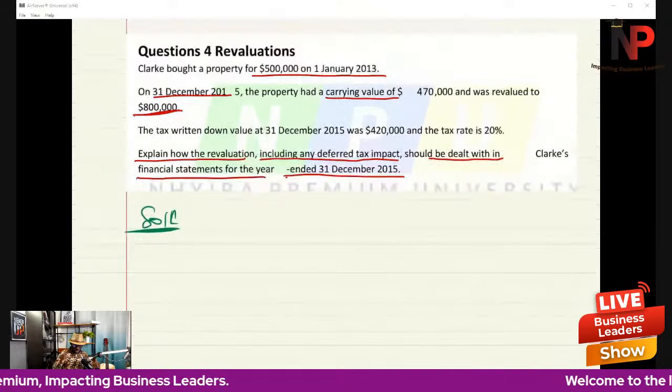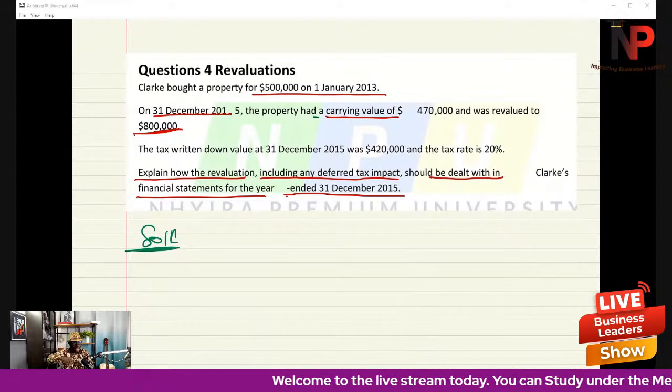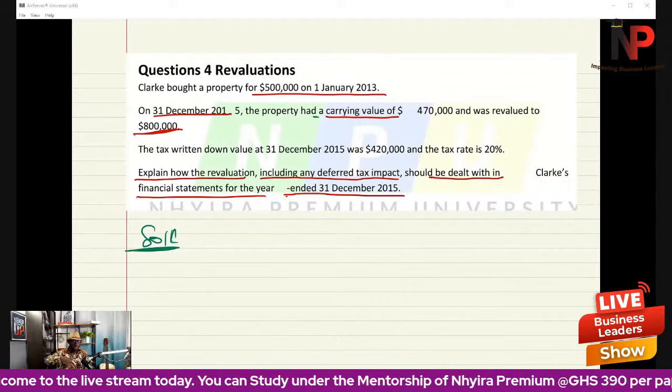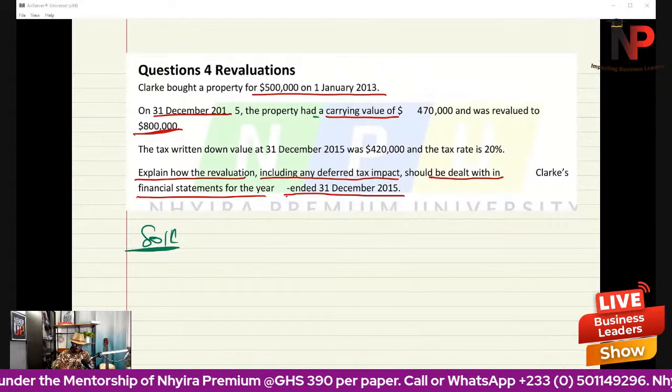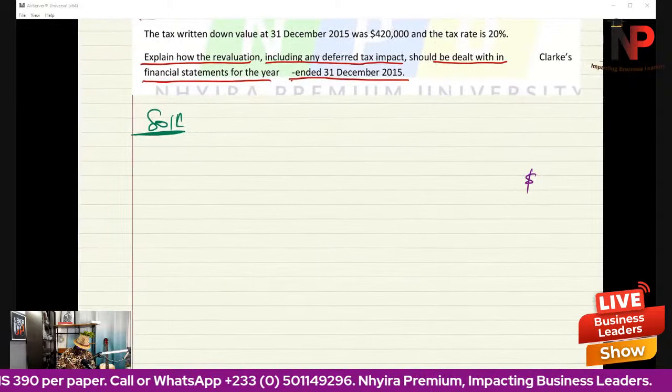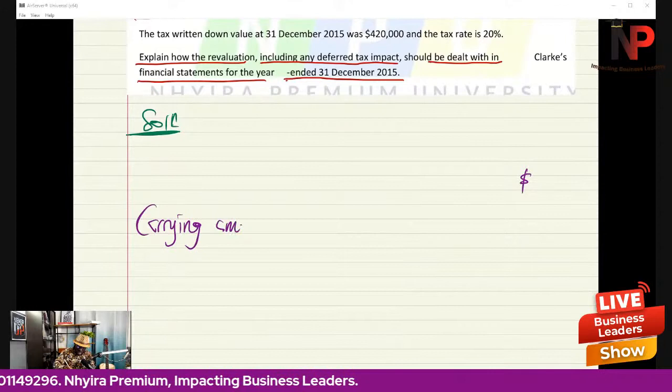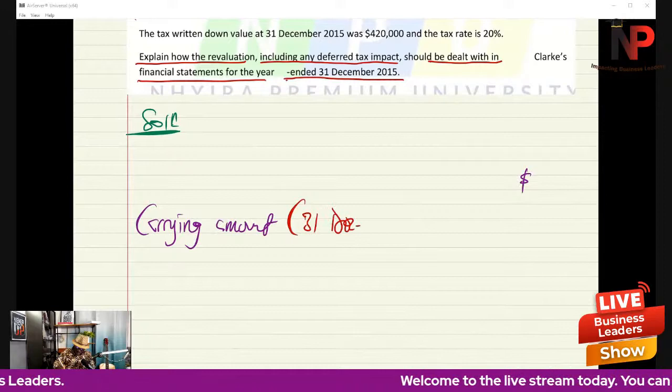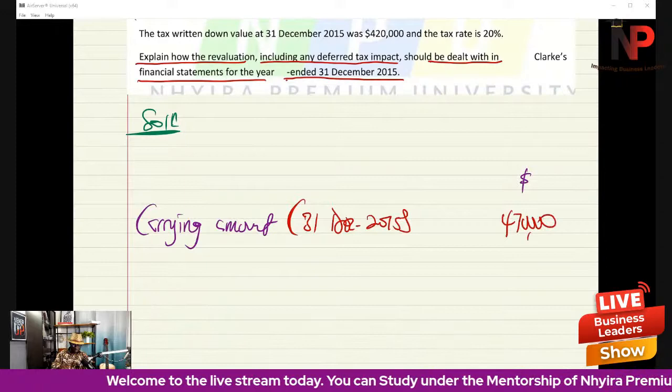Now, you realize that we have been given the carrying amount at the end of the year, which is 31st December. So it means they have already calculated depreciation. There is no need for us to figure out anything about depreciation again. We just have to jump in straight and then go into the discussion. So let's see what we have. We're going to bring in our currency sign. Then we bring in the carrying amount here. So carrying amount will be brought here. And that is going to be at 31st December 2015, and that is given to us as $470,000. Then we look for the revalued amount on that date.